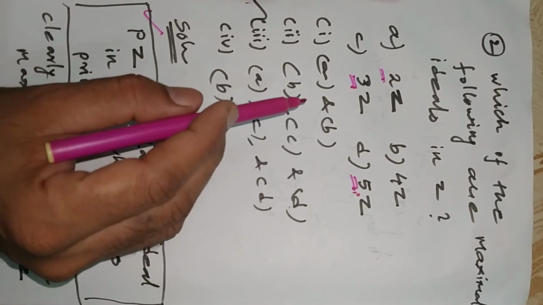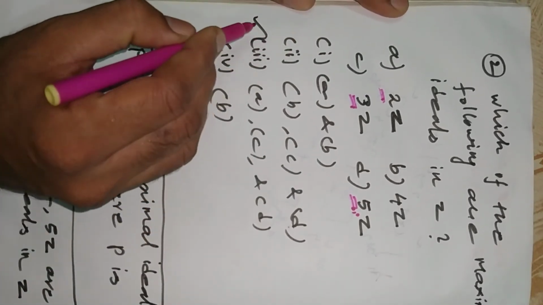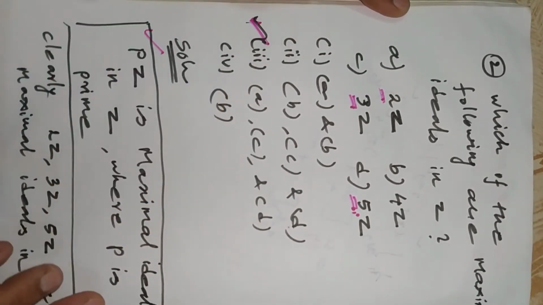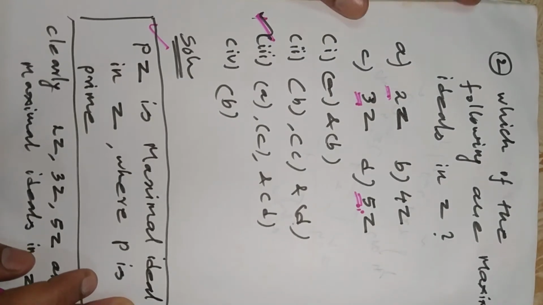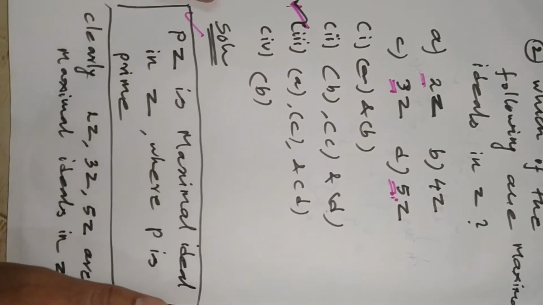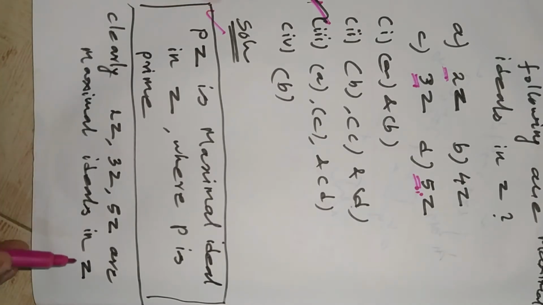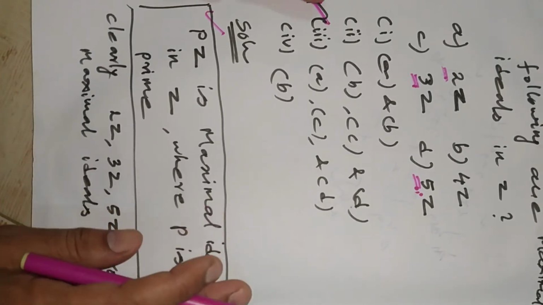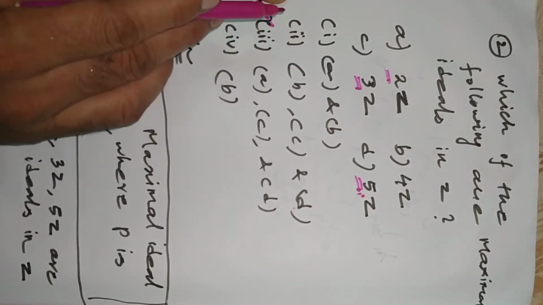So clearly which option is correct? A, C, D. So the third option is right. Alright, A, C, D. So clearly they are maximal ideals in Z. So using this result, immediately we choose the correct options.